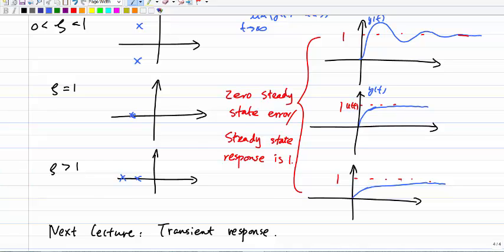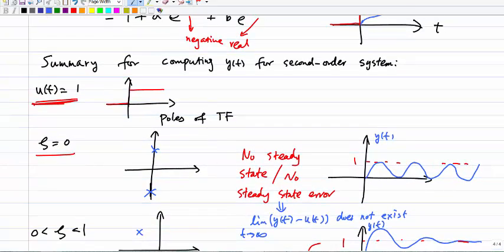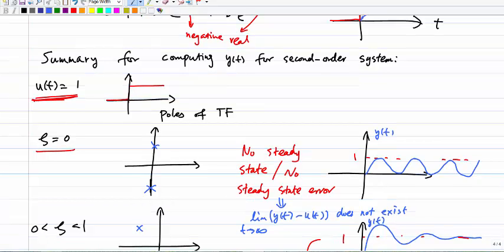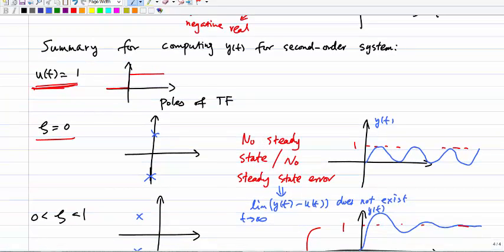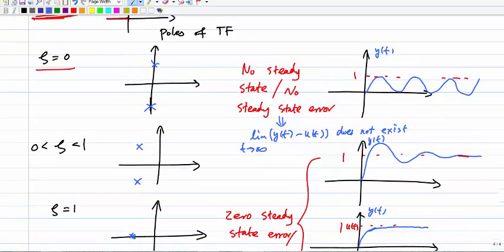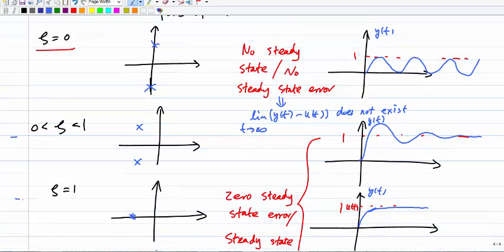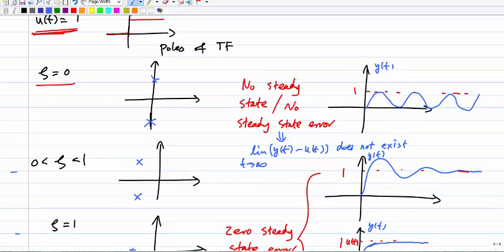So if we do the summary for computing y of t for a second order system given a step input u of t, which is 1: for under-damping, critical damping, and over-damping, the steady state error will be 0, which means the output and the input will be the same eventually. However, for the no damping case, there's no steady state error, and the output will always be sinusoidal. There's no steady state. Okay.